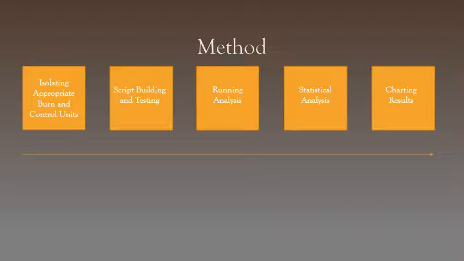So I'll begin by isolating the burn and control units through the FNAI and the FWC fire burn prescriptions. Next, I'll be building and testing the scripts, running the analysis through the scripts. We'll be taking the data from the analysis and running a statistical test. This will just be a simple t-test, correlative between the control and the invasive burn areas. And then finally, building utilitarian maps and charts to represent the results.